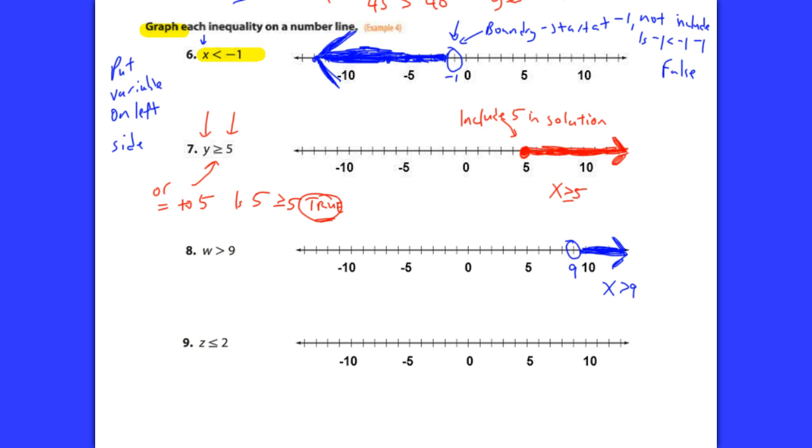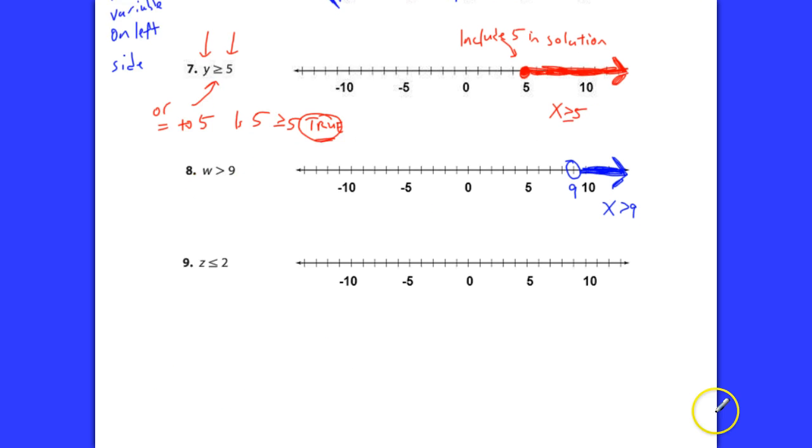All right, the last one, z is less than or equal to 2. Now here, z is equal to 2 is a solution, so we're going to go to 2. There's my 0, so 1, 2. We're going to do a closed circle on 2, because 2 is a solution. Numbers less than 2, how about 1? 1 is less than 2, so is 0, so is -5, so all the numbers on this side over here are a solution. And put that arrow on there. That is z is less than or equal to 2. All right, and that's basically it.